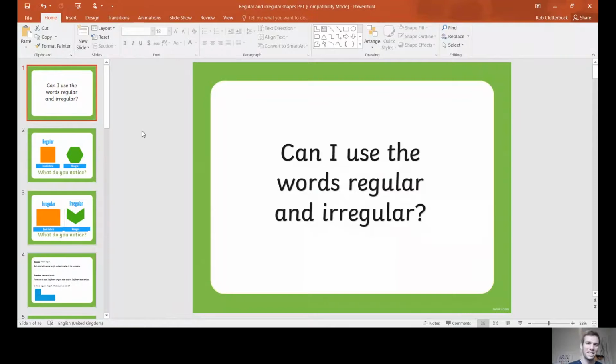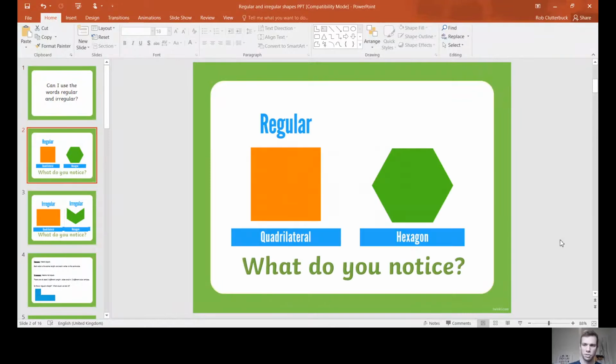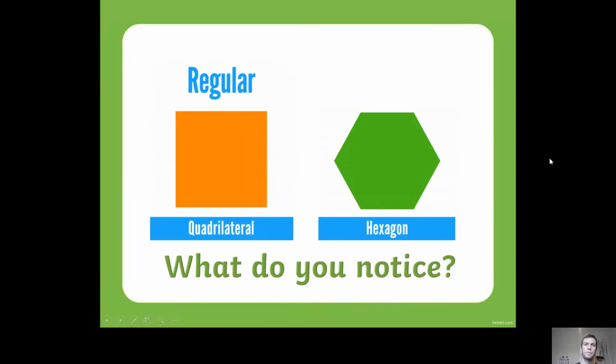Okay, so first of all, move on to this screen. I have the word regular at the top. Then I have a picture of a quadrilateral, quad meaning four, so quadrilateral, four-sided shape. And I have a hexagon, and I always remember that X sounds like our 6 because they both have an X. So this is a six-sided shape. They're both regular. What do you notice? So pause the video and tell someone around you what you notice about those shapes.